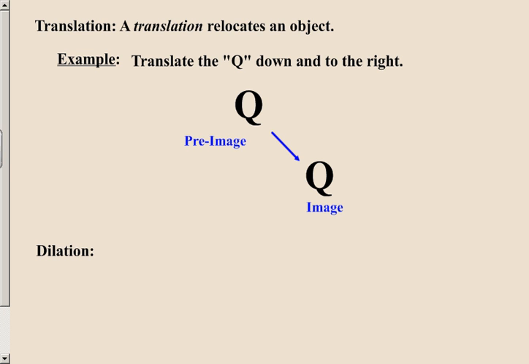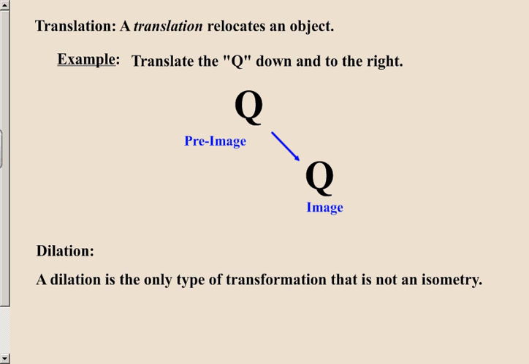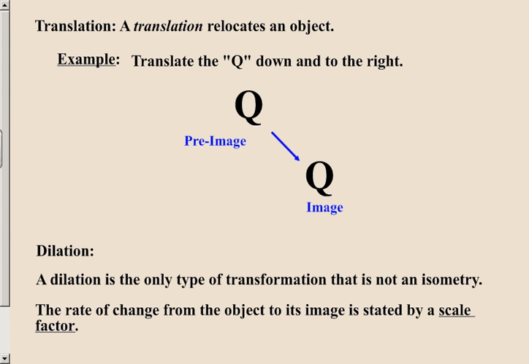Now, dilations are a completely different type of transformation. Okay, this one is not isometric, so it's not what we call an isometry, because obviously dilations change the size of an object. Okay, so obviously we're not going to end up with the same size, same shape. The rate of change from the object to its image is stated by a scale factor.